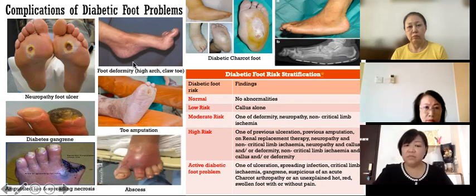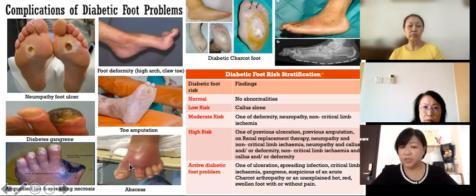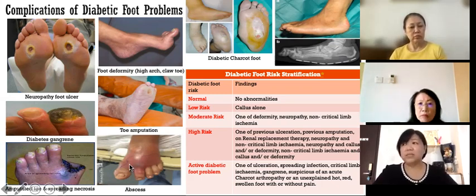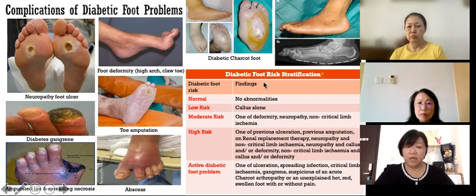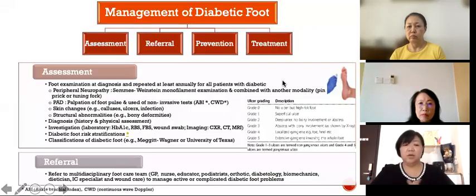And they might have a foot deformity from the diabetic foot complication. And this is, of course, a toe amputation, and the ulceration is still ongoing. Abscess is also one of the complications. Another one, maybe quite rare, that we will see in our lifetimes, is diabetic Charcot joint, or called diabetic Charcot foot.